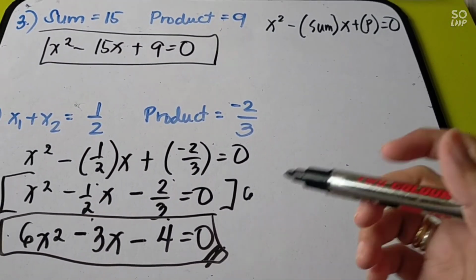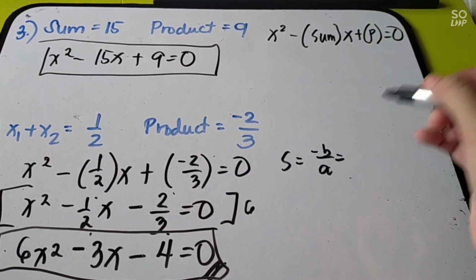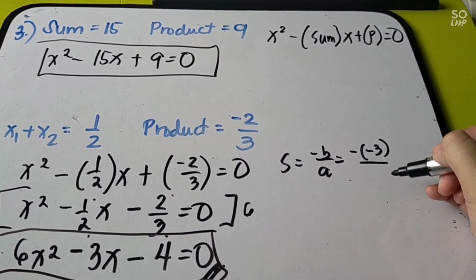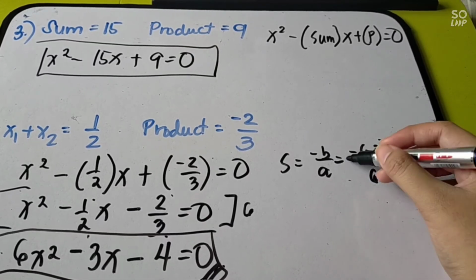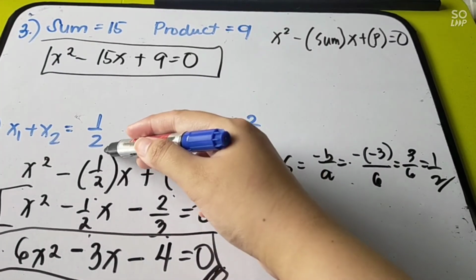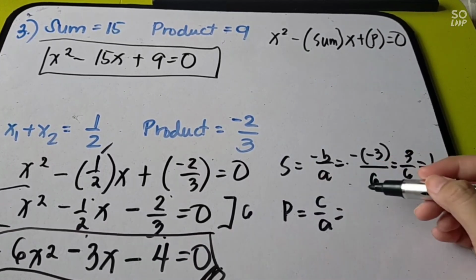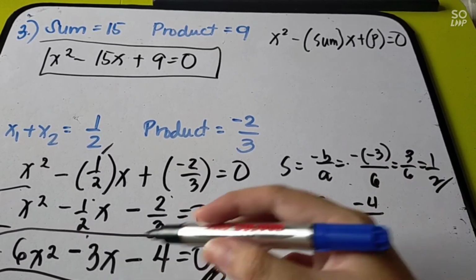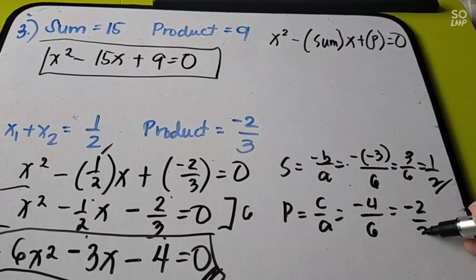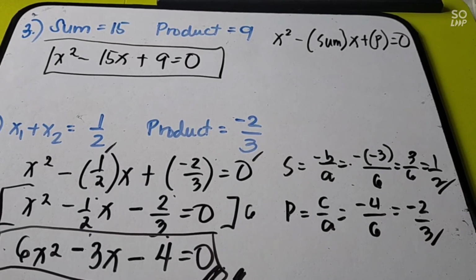So, kung gusto nyo namang i-check, so check nyo. For the sum, we have here negative b over a. So, we have your b is negative times negative 3 over. Ang a nyo is 6. So, we have negative times negative 3. We have 3 over 6. That is 1/2. Correct. Lumabas. So, for the product, it is equal to c over a. Ang c mo, we have here negative 4. Ang a mo, we have here positive 6. Then, if you are going to simplify, negative 2 over 3. Ayun, lumabas. So, therefore, tama ang ating equation. So, ganun lang siya kasimple.